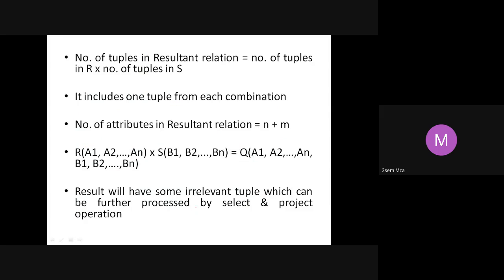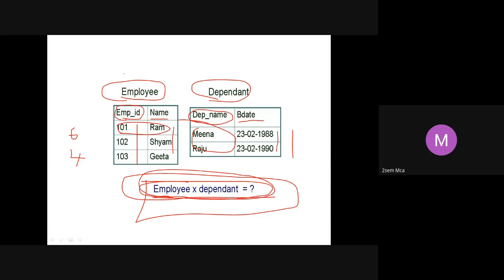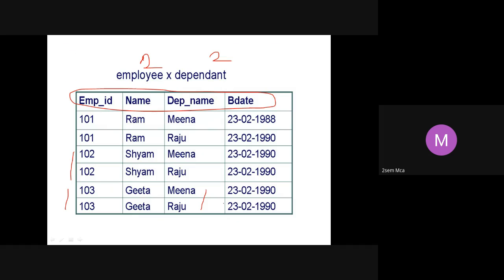Right? This is an important point for you all to understand. Number of tuples in the resultant relation is the number of tuples in R into the number of tuples in S. That's why I took this simple example. How many tuples do we have here? In R, that is your employee table, we have 3. In the dependent table, we have 2. So the total number of tuples here will be 3 into 2, that is 6. So we have here a total of 6 tuples.